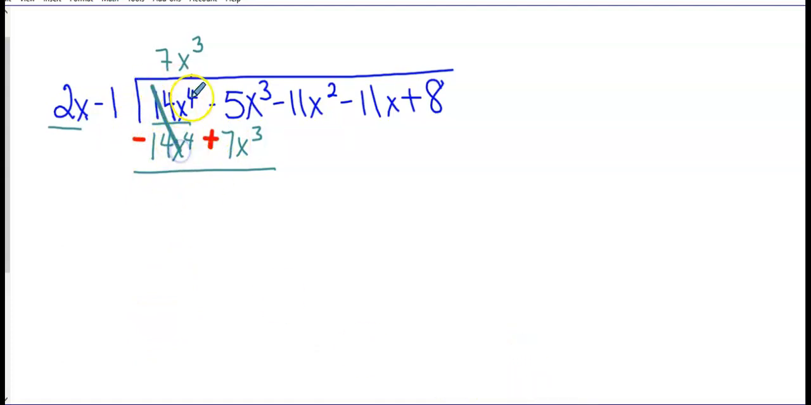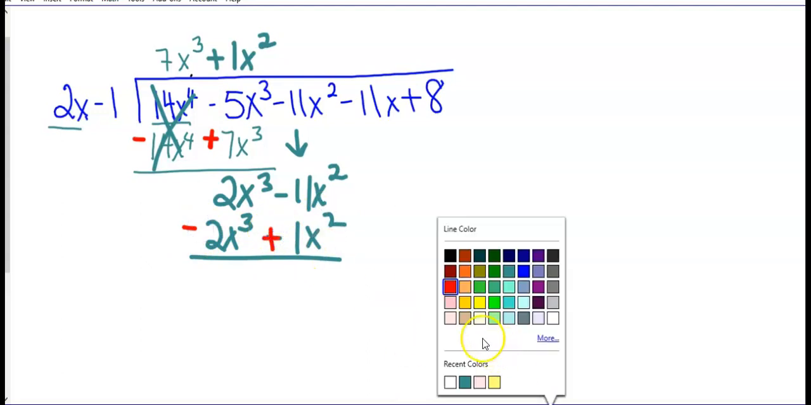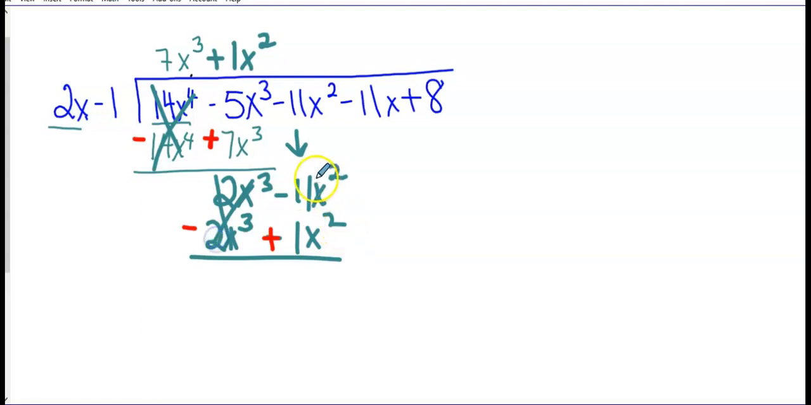Okay, so these cancel, and this is going to be 2x cubed. Bring down your next term. Okay, 2x divides into 2x cubed plus 1, yeah, we'll just put the 1. 1x squared times. Okay, x squared times this is 2x cubed. X squared times this is minus 1x squared. Change them to the opposite. And then cancel the first pair. Combine these. This is negative 10x squared.